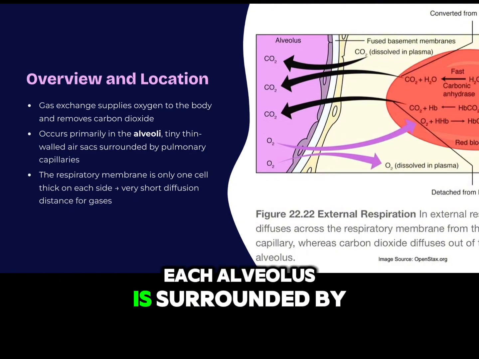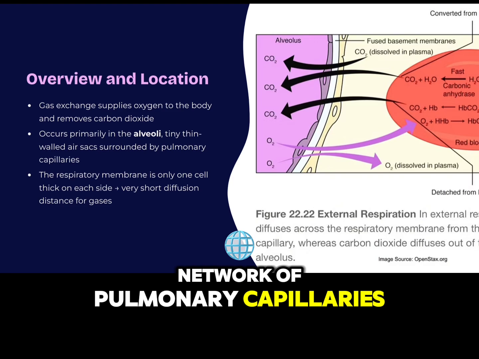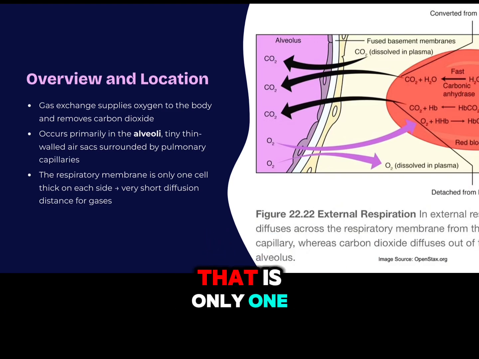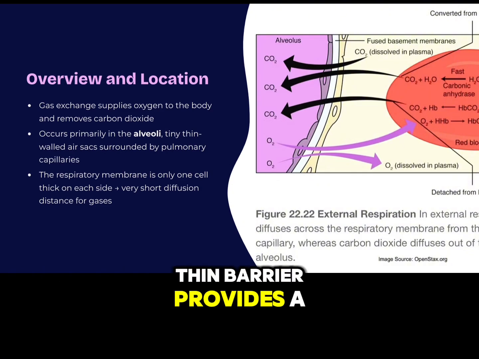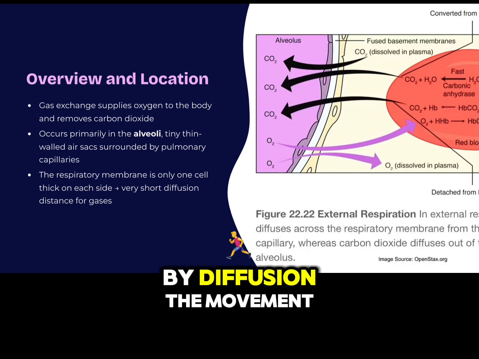Each alveolus is surrounded by a dense network of pulmonary capillaries, and together they form a respiratory membrane that is only one cell layer thick on each side. This ultra-thin barrier provides a very short distance for gases to move by diffusion.